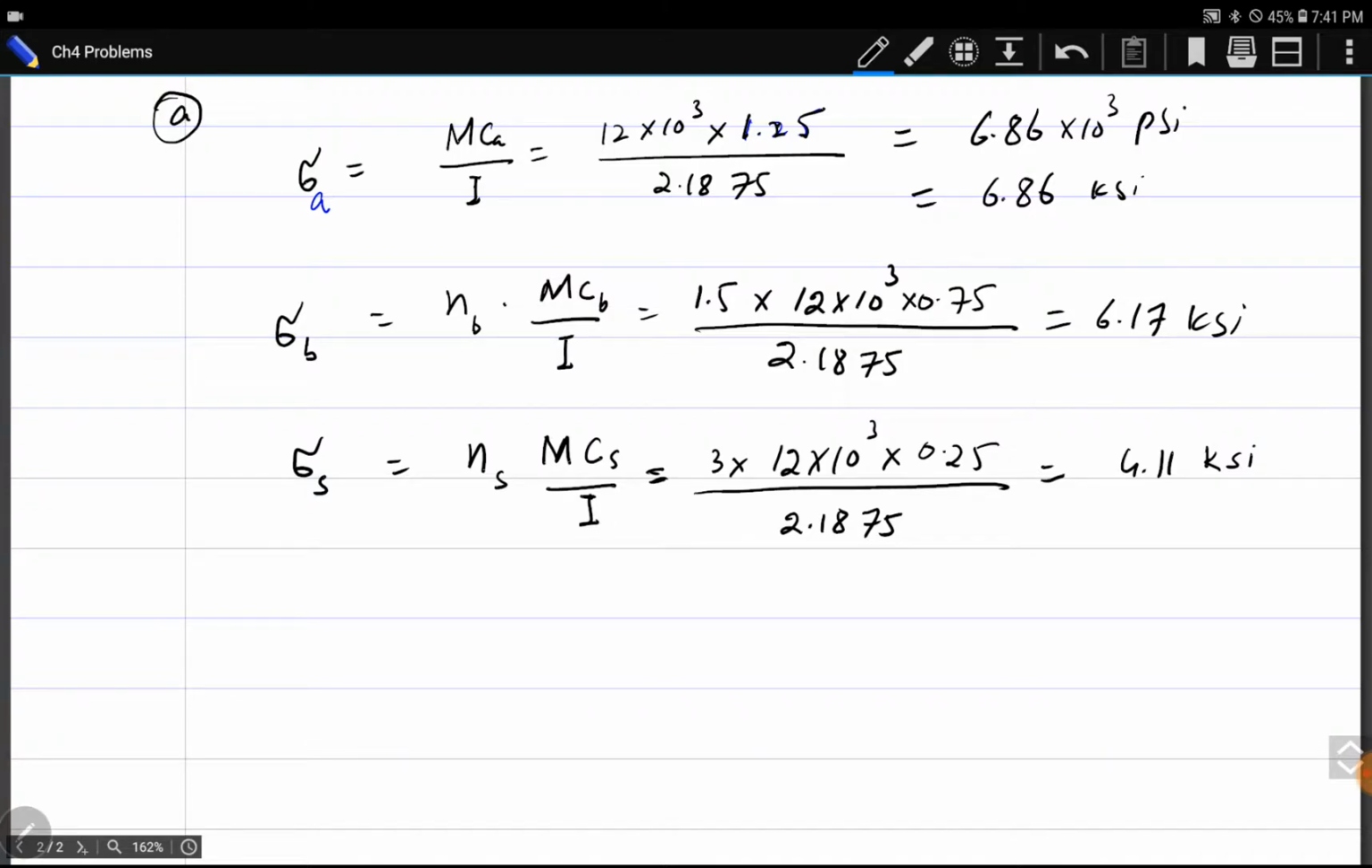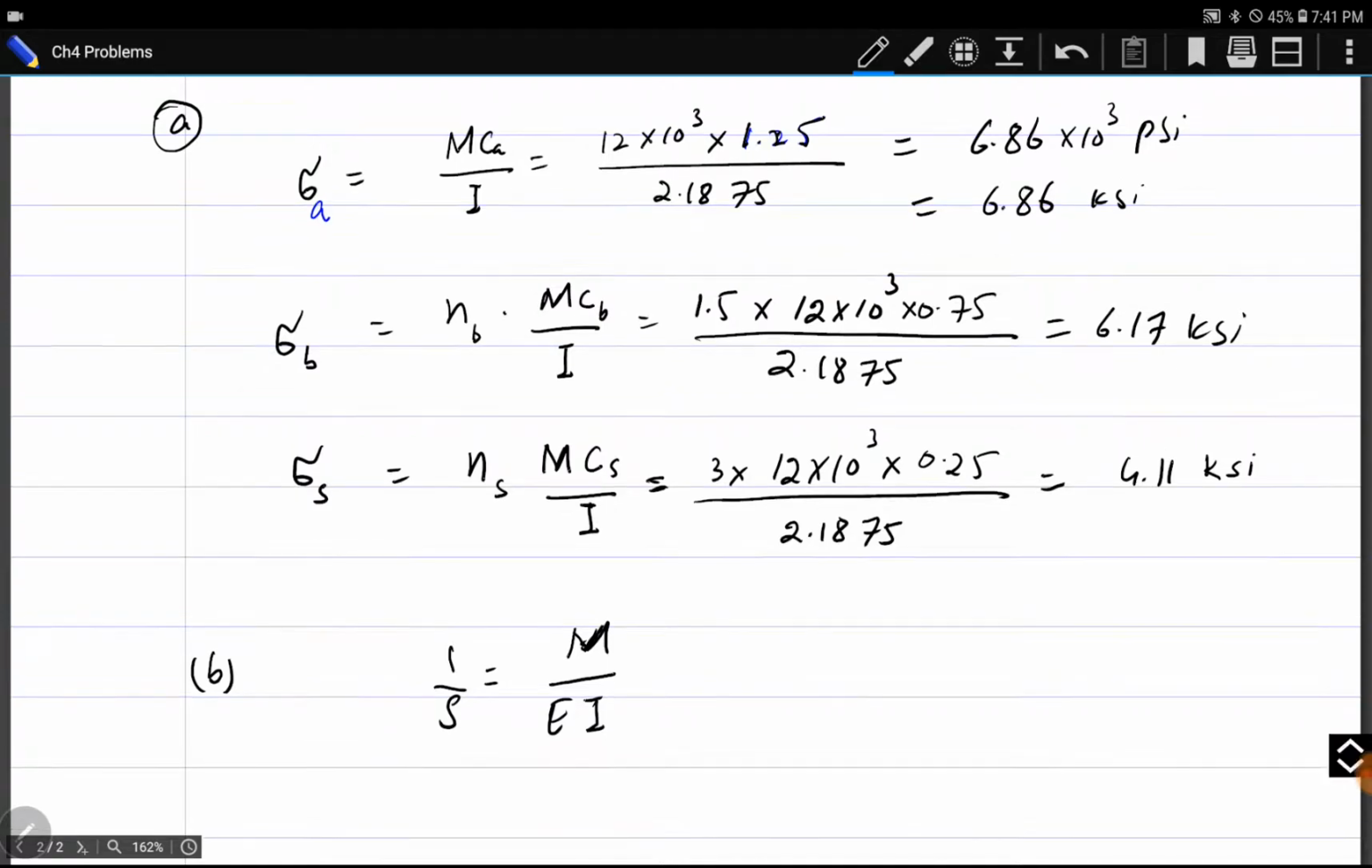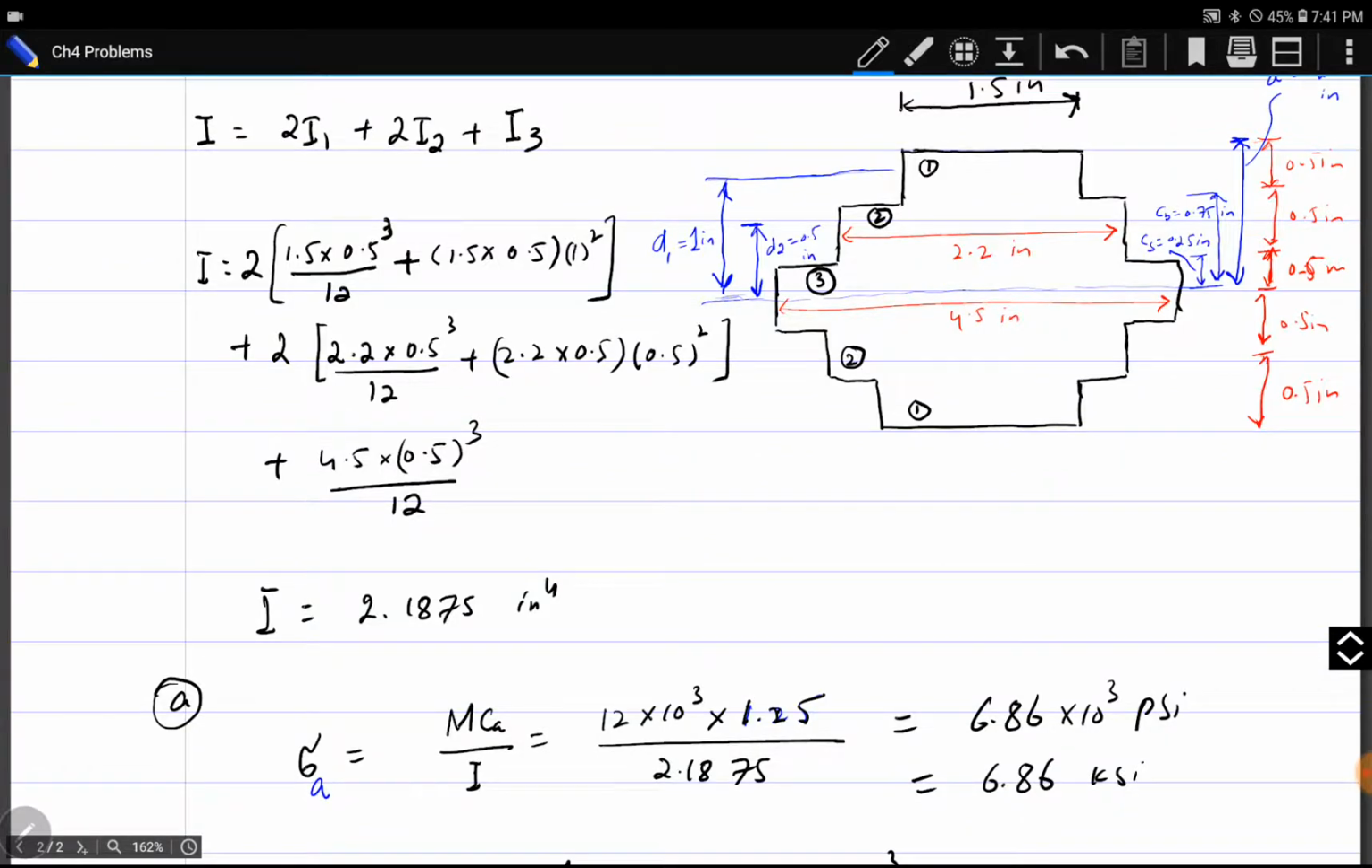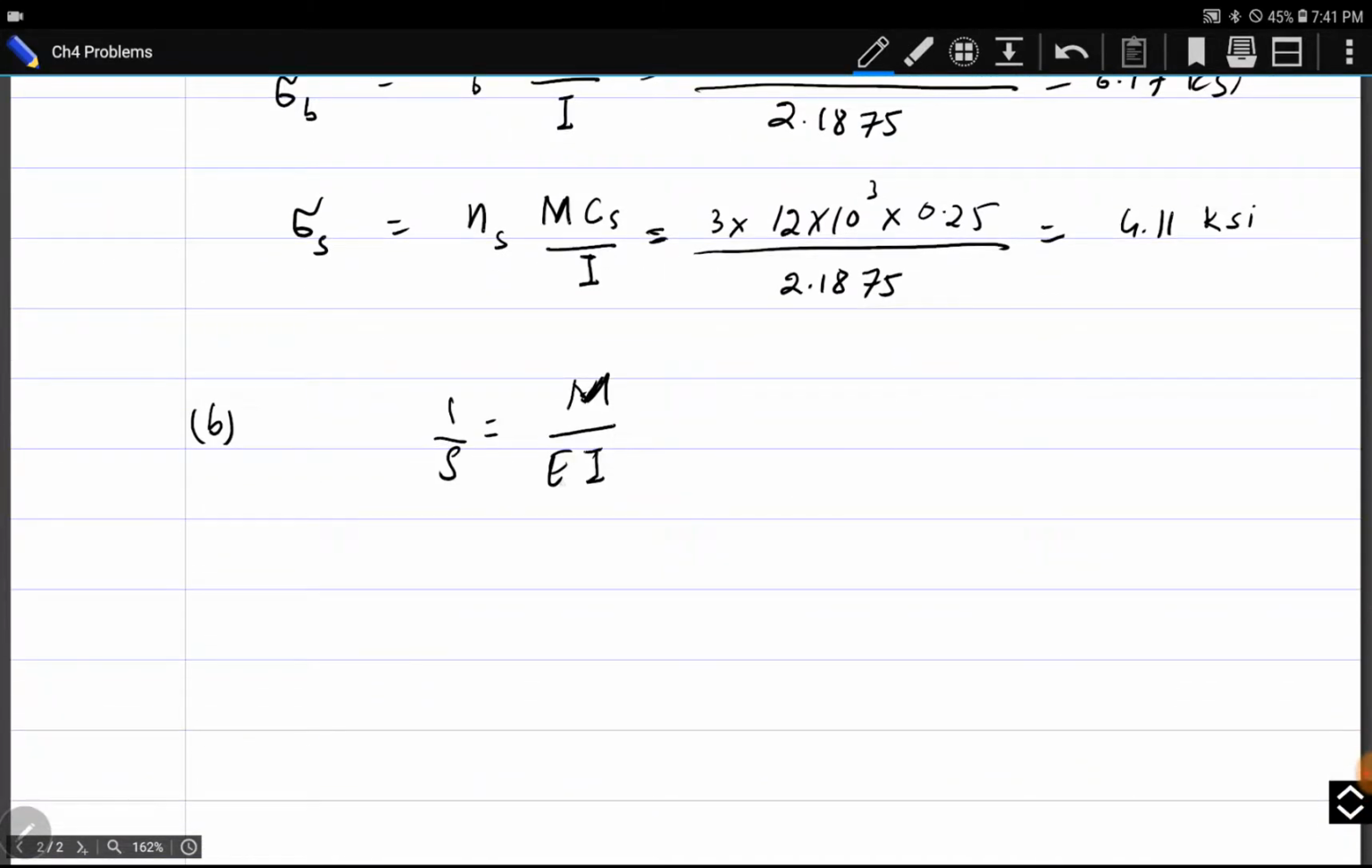We have found it. In the second part, part B, we were asked to find radius of curvature. Radius of curvature is rho. The formula is 1 over rho is equal to M over EI. M is given to us, I is known to us. There are 3 different materials. Which E do we have to use? E is given for aluminum, steel and brass. Because we have transformed the whole composite cross section into an aluminum material, this transformed cross section is made of aluminum, so we will use E for aluminum because I has been calculated for this transformed cross section.